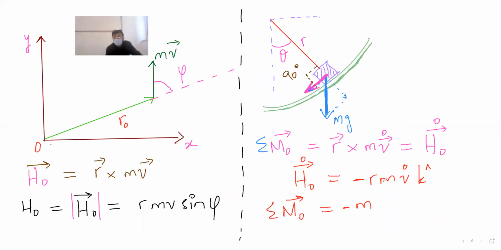So now I will write minus mg sine of theta k. Now this angle is theta. Let's see if this makes sense or not.